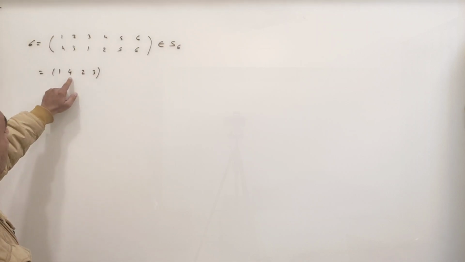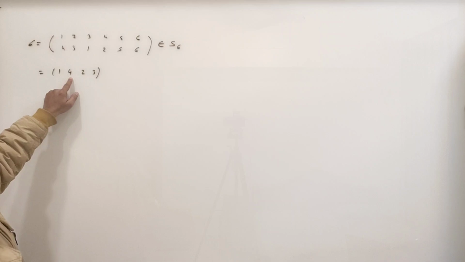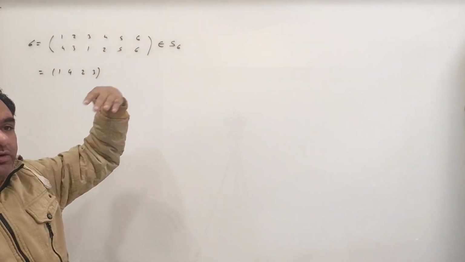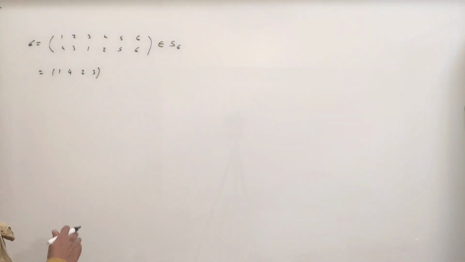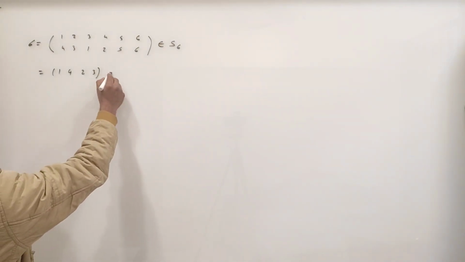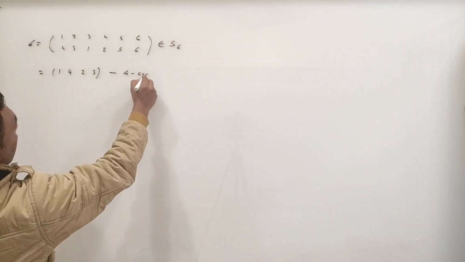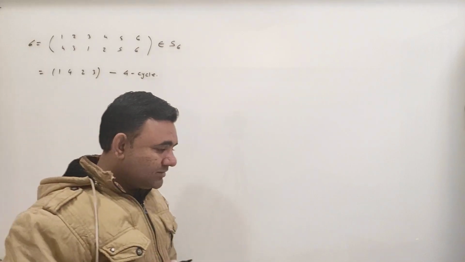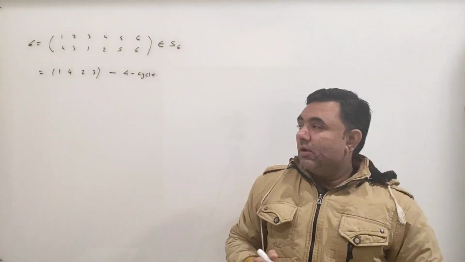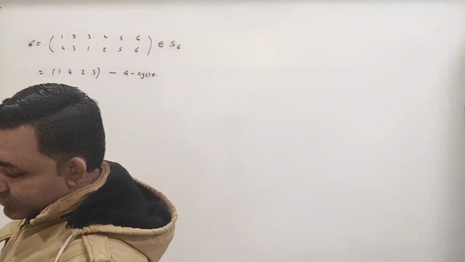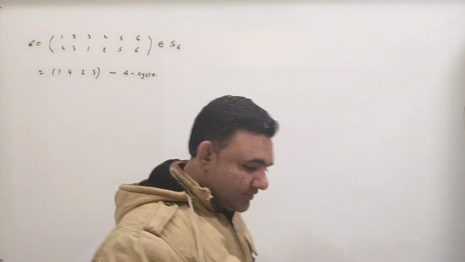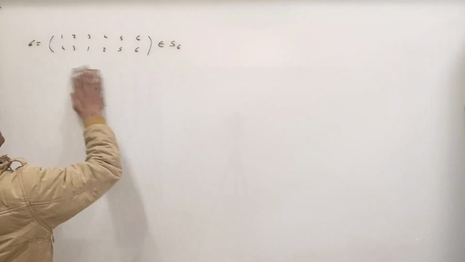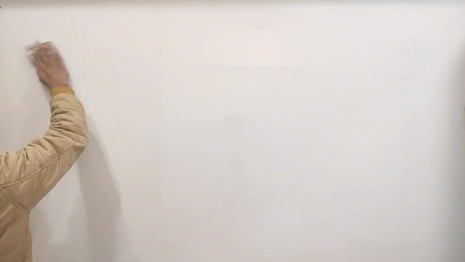Now the remaining elements are 5 and 6, but 5 goes to 5, 6 goes to 6, so they are invariant. So this is what sigma is, a 4 cycle, or a cycle of length 4. So what do you mean by the cycle, right? Okay, so now let us discuss further things in this permutation.